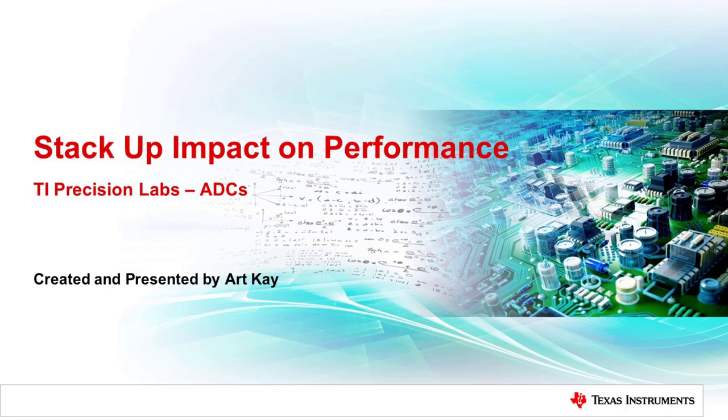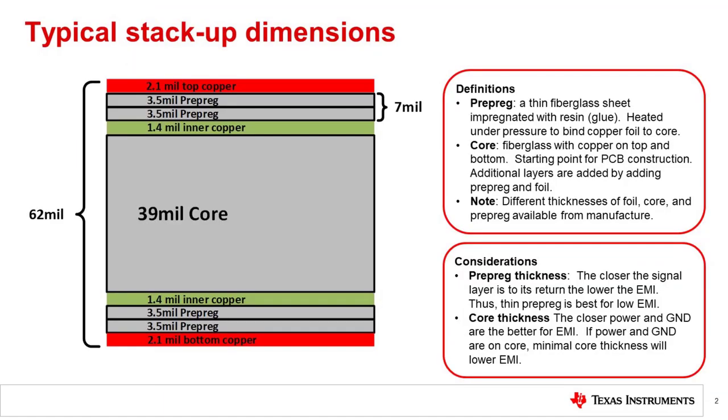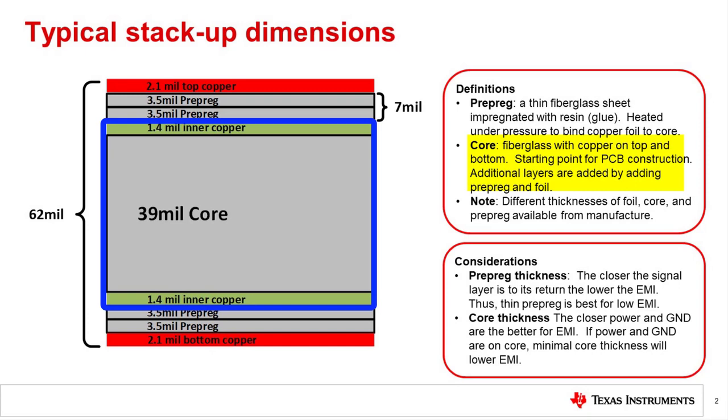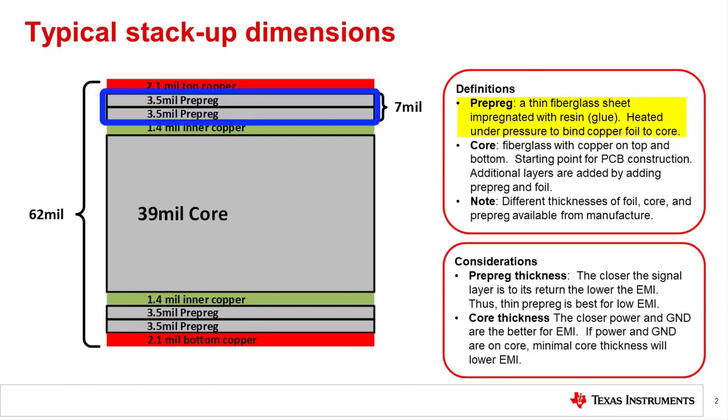Let's get started by reviewing some PCB terminology. This slide provides a reminder of some key definitions for PCB construction. This example covers a 4-layer board, but it could be applied to higher layer counts. The core of a PCB is a rigid fiberglass panel with copper foil on top and bottom. The core is basically a 2-layer board. To expand to higher layer counts, a thin sheet of fiberglass with glue, called prepreg, is used to attach a top and bottom foil. This example PCB shows very common thicknesses.